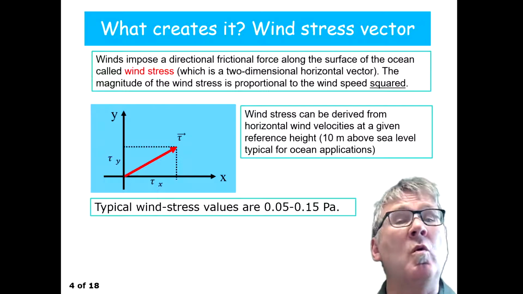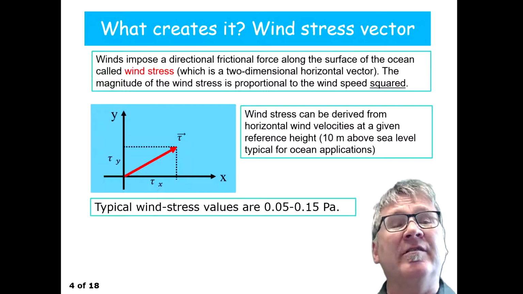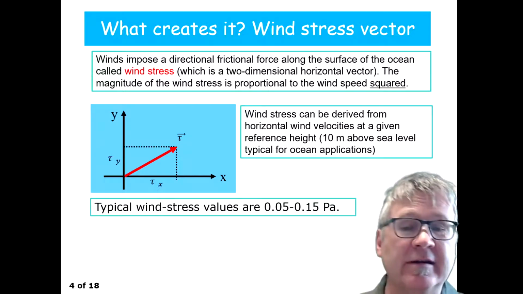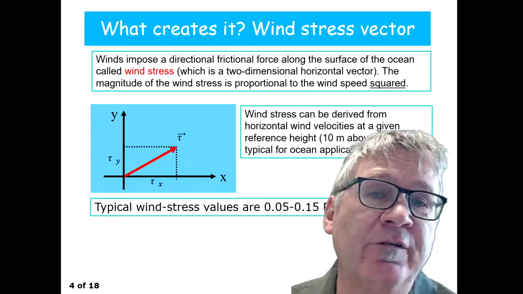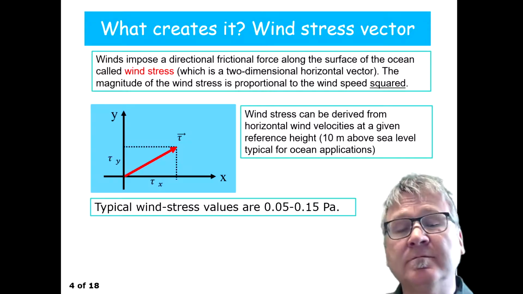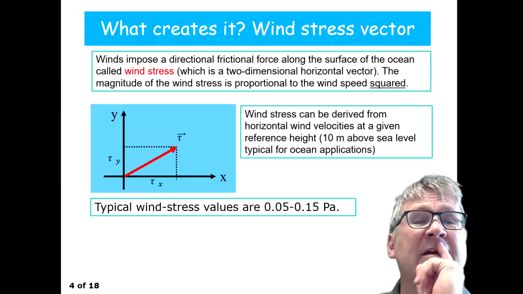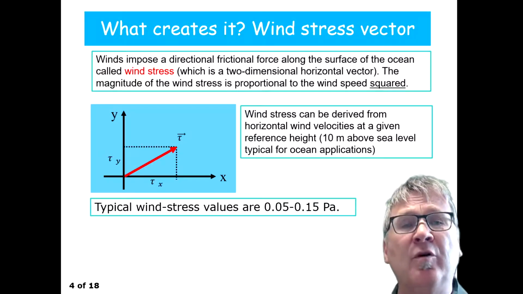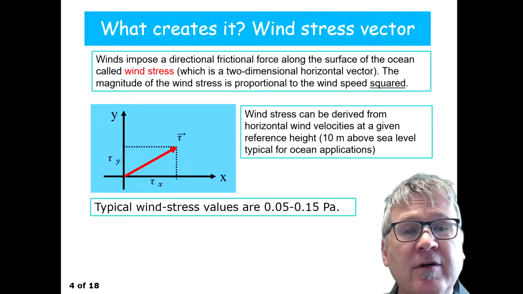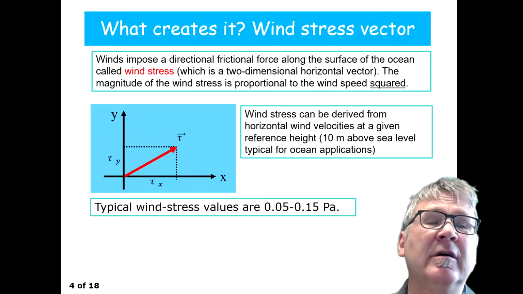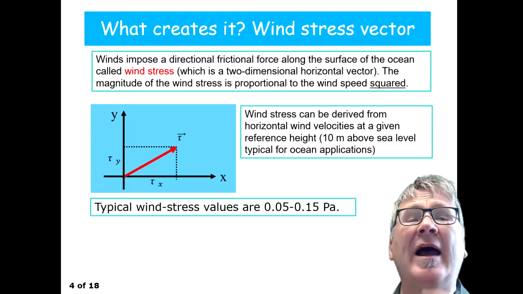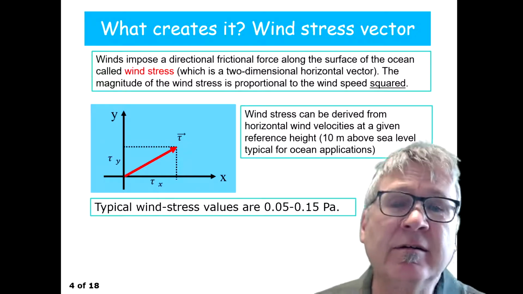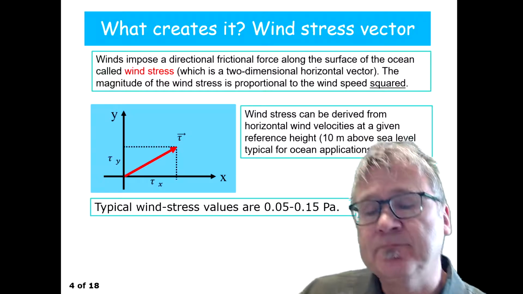Okay, and you can show vectors using arrows in a diagram. And here's a little diagram that shows you a wind stress, which can be expressed by two components. One component in the zonal direction, in the x direction, and the other component in the y direction. So 1.1 into the east direction and 1 into the north direction.